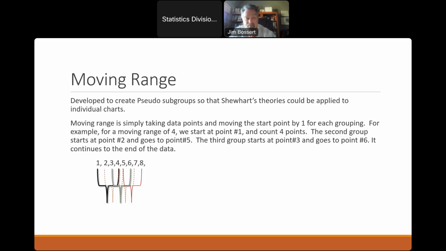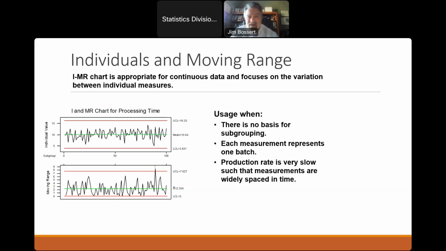That's my first subgroup. But the second subgroup is not 5, 6, 7, and 8. It is rather 2, 3, 4, and 5. It's the next group. I'm just moving over 1 and creating a range that moves with it. So if you looked at it on a control chart, it might almost look like a snaky line because it's always moving just a little bit. And it's kind of neat because the moving range really is a powerful tool. And this is what one looks like.